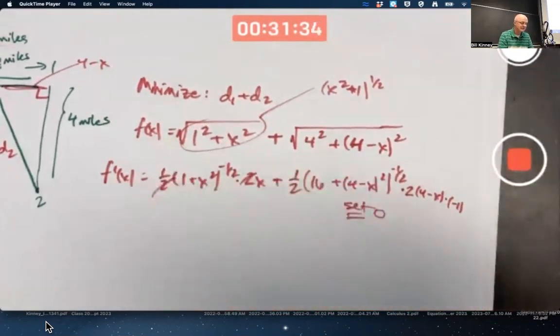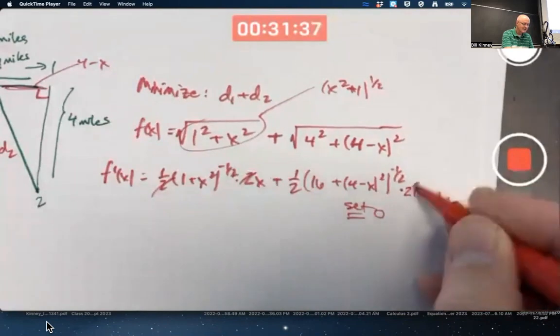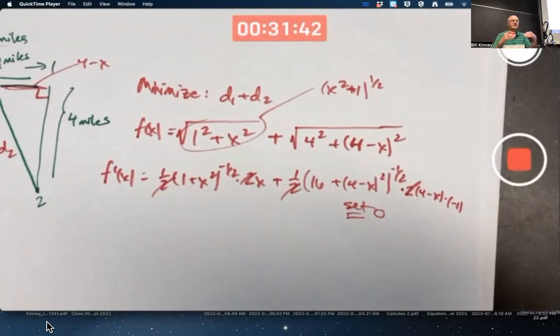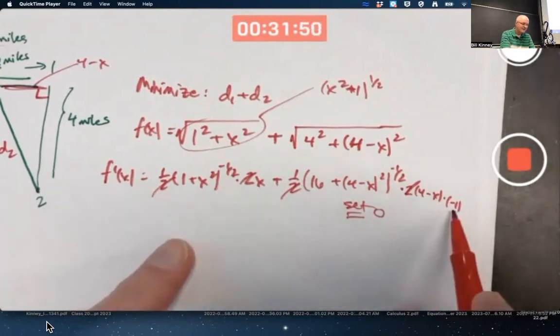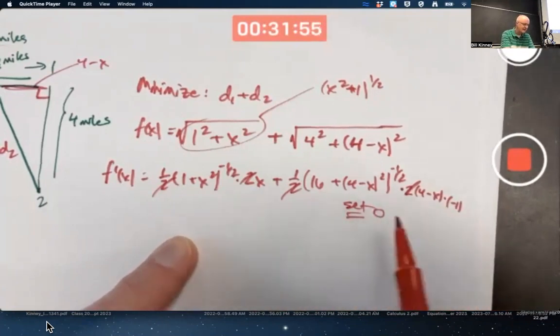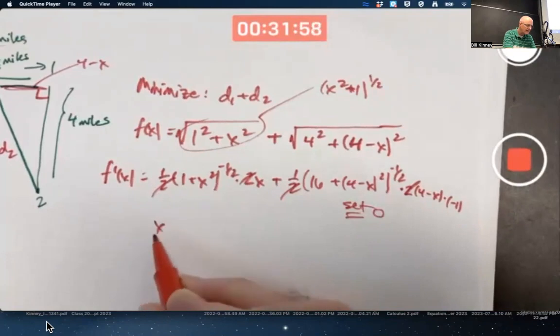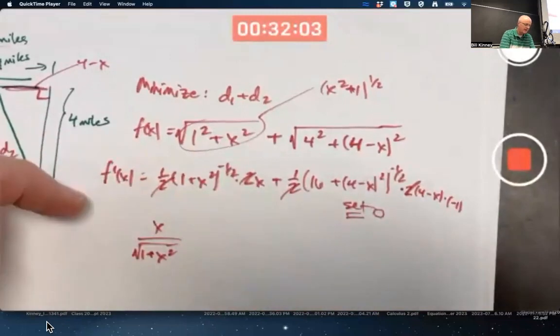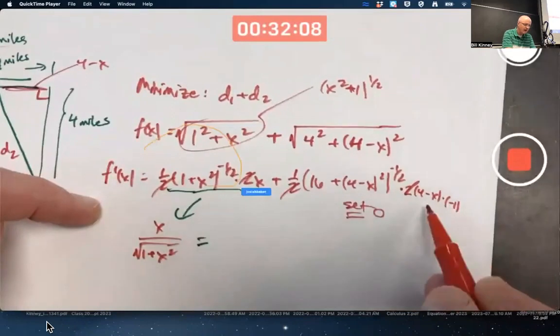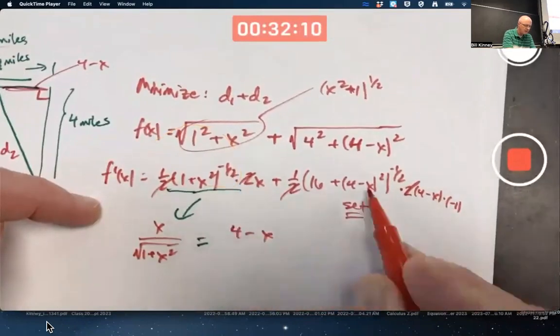Okay, it does simplify. Those 2's cancel. These 2's cancel. The things with -1/2 powers can go in the bottom as a square root, right? Because -1/2 power means 1 over that thing to the positive 1/2 power. And that negative sign there means I think I want to add this thing to both sides without the negative sign. And so I'm going to get the equality of X over square root of 1 plus X squared coming from this term right here with, looks like, 4 minus X over the square root of this thing.